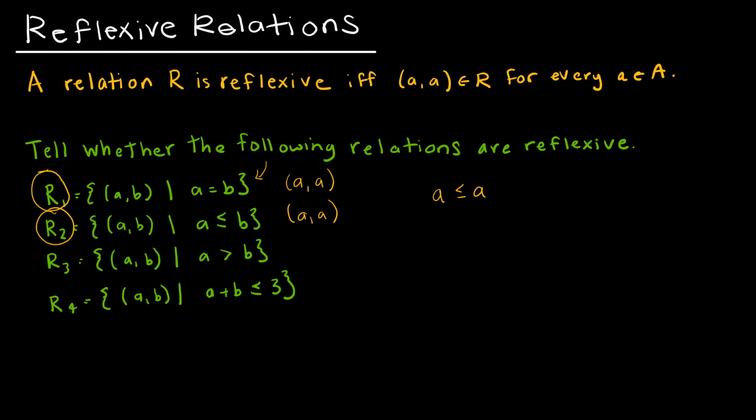The others would not work because a cannot be greater than itself, and so obviously (a, a) is not an element of that set. And a plus a is not always less than or equal to 3, so it would work for (0, 0) or for (1, 1), but not for any other points. And so remember, in order for it to work, it has to work for every a that belongs to that set. So our answer here is only R1 and R2.